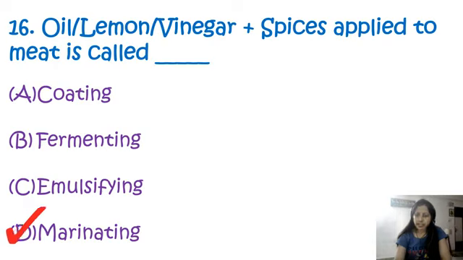So marinating actually involves soaking meat in a mixture of oil, lemon juice, or vinegar with various spices to enhance its flavor, tenderness, or juiciness. This process allows the meat to absorb the flavor of the marinade before cooking. So the correct option will be D, that is marinating.